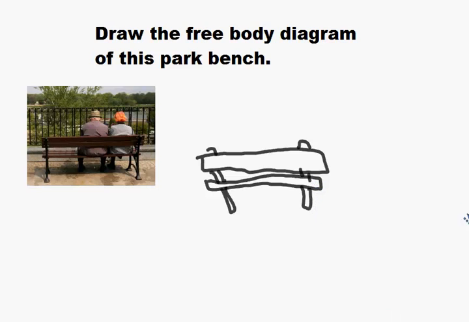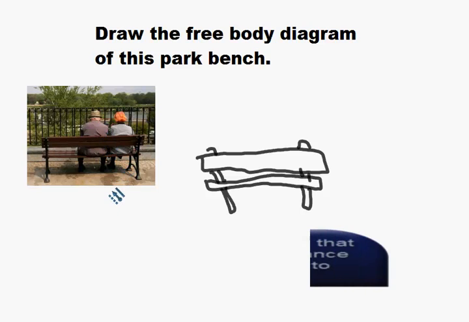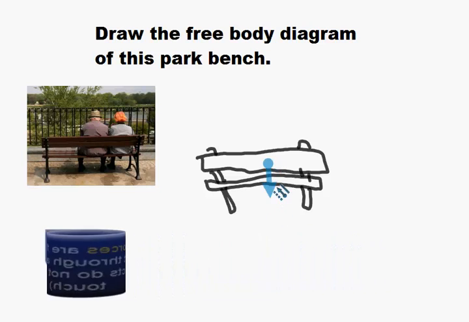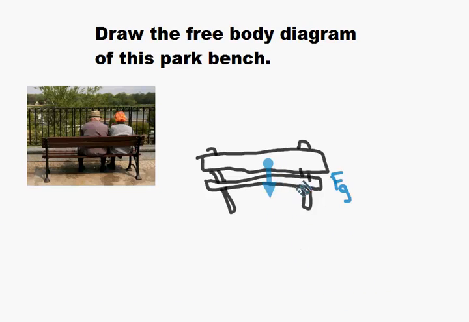Okay, so there's the object and it's by itself. It's still sitting on the ground, and there's still two people sitting on the bench. But we only draw one object, the bench itself. And as I said in class, it's easier to think of your forces as contact forces and field forces. So first, the field force on the bench of gravity. So I'll do this, and that will be the weight of the bench itself.